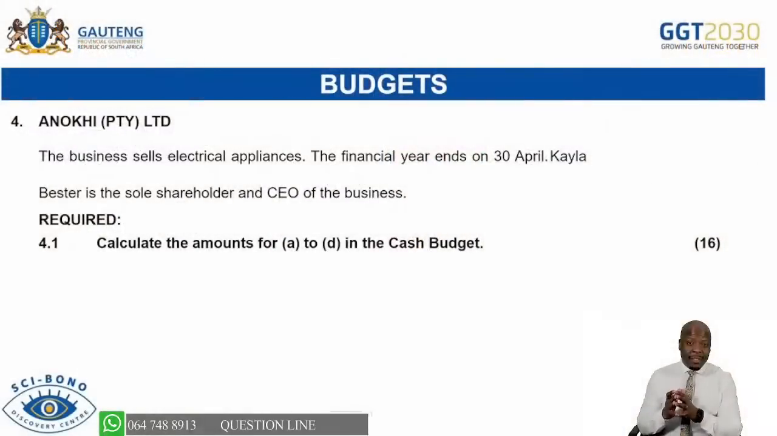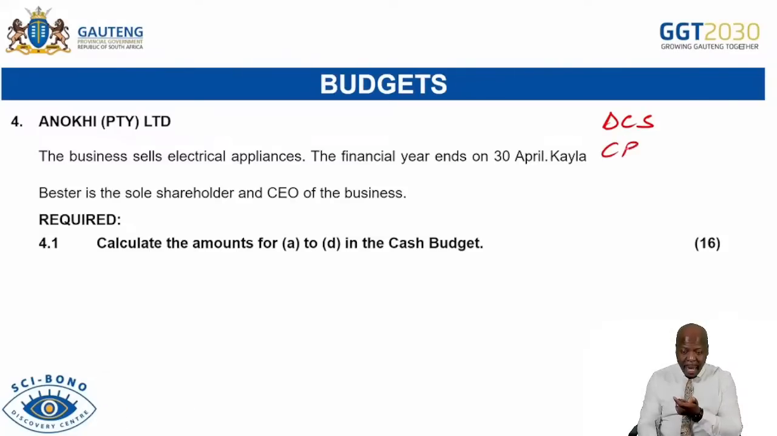Welcome back. We are now going to do the next activity, and let's continue. So this is now on budgets. Remember, on your budgets, you must be able to do your debtors collection schedule. Very key. Your creditors payment schedule. You must be able to do your calculation of missing amounts in the cash budget.